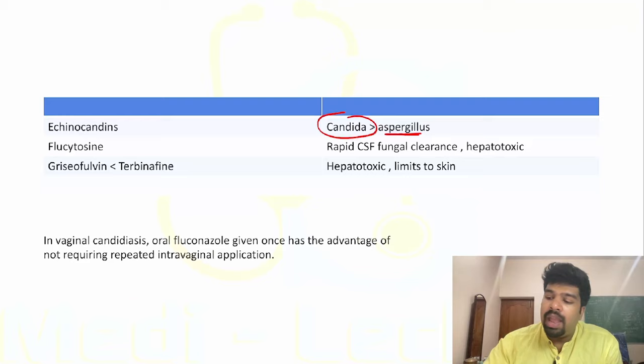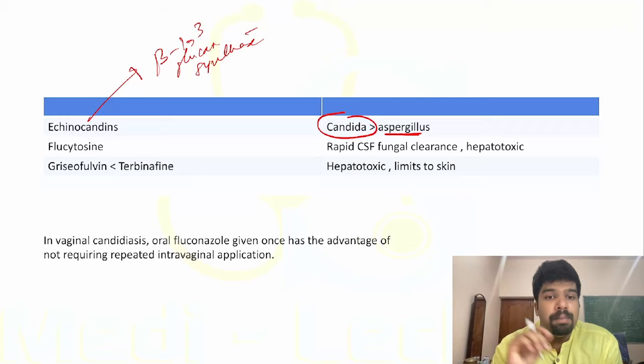Echinocandins inhibit an enzyme called beta-1,3 glucan synthase. This is basically required for the formation of the fungal cell wall. But when you inhibit this, the fungus is now prone to easy damage, so it will die. That's the mechanism of action.